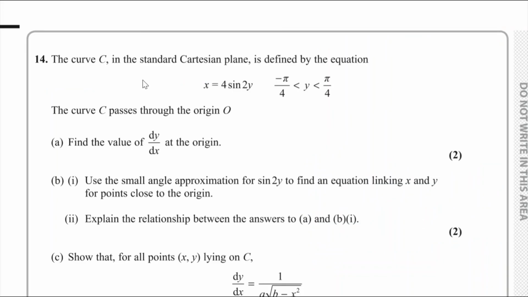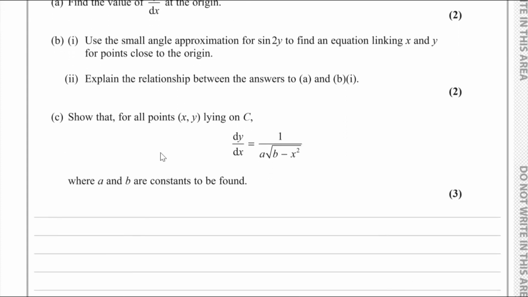Question number 14. The curve C in the standard Cartesian plane is defined by the equation x equals 4 times the sine of 2y, where y is between minus pi over 4 and pi over 4. The curve passes through the origin, and we have to find the value of dy over dx at the origin. Well, what we can do over here is, first of all, find dx over dy and use the chain rule to find dy over dx.